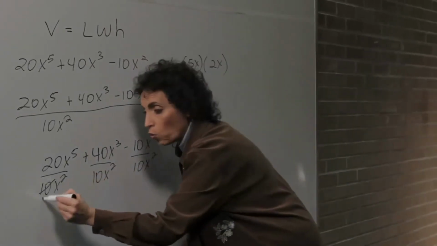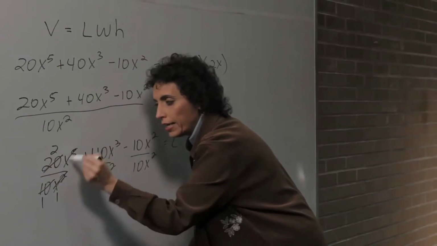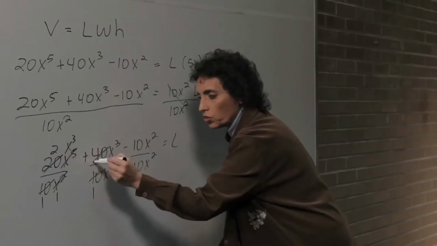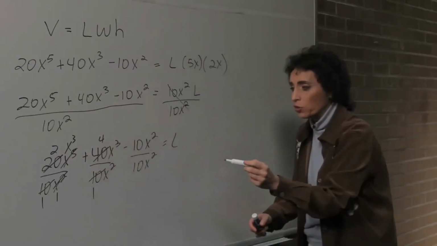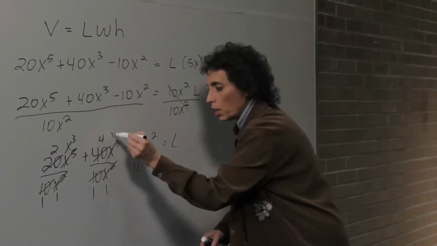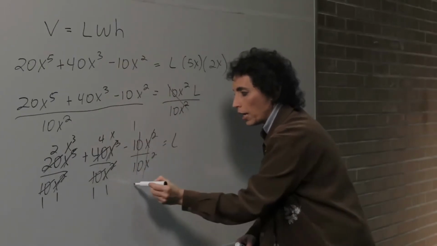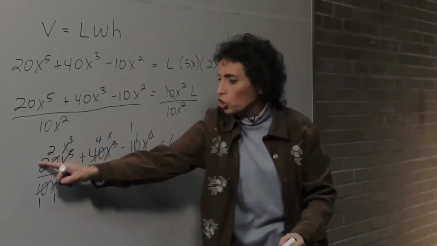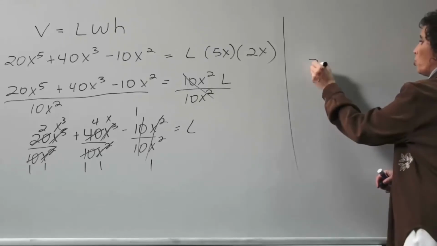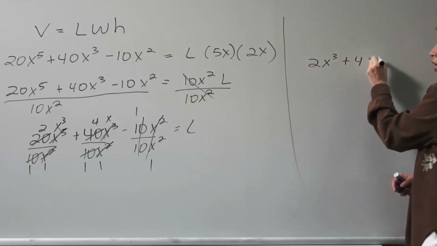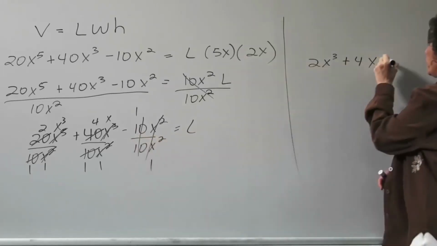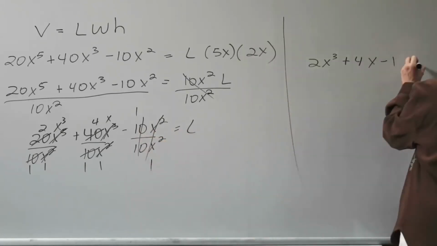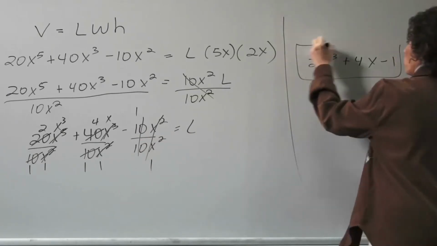10 goes into 10 once, 10 goes into 20 twice. Good night. I have 3 x's upstairs, x cubed. 10 goes into 10 once, 10 goes into 40 4 times. I'm glad that worked out so nicely. One more x upstairs. Oh, and this is all gone. Life is beautiful. So my length is 2x cubed plus 4x minus 1. Do I need the 1? Yes, because it's a term. If I subtract 1, it changes my answer. So that is the length of this rectangular sink.